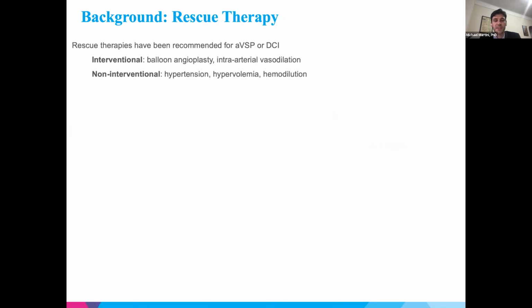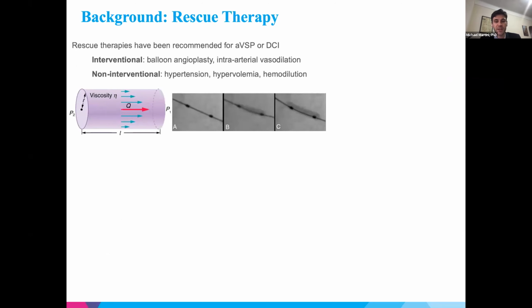So rescue therapies have been recommended for patients experiencing vasospasm or DCI, and they're typically classified as either interventional or non-interventional. Interventional rescue therapies, such as balloon angioplasty, typically aim to reopen the spastic artery to restore flow, whereas non-interventional therapies, such as the most commonly used triple H therapy, either aim to reduce viscosity, increase volume, increase pressure, or other parameters to generally just try to push blood across the spastic segments.